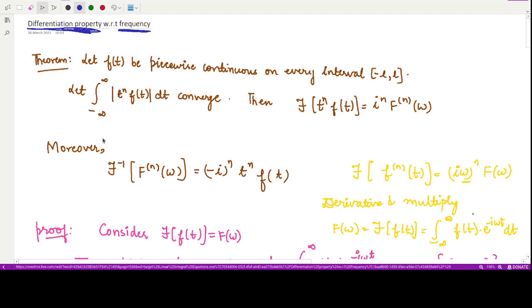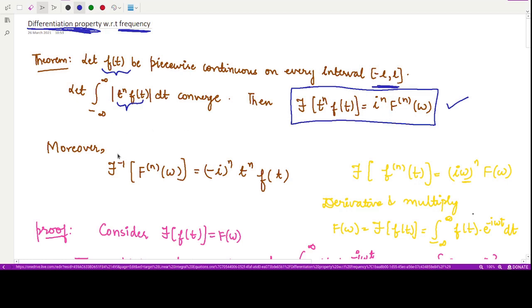The conditions required here are that the given function f of t should be piecewise continuous on every interval minus L to L, where L is some random number, and t to the power n into f of t should be absolutely convergent. Then this is our property: the Fourier transform of t to the power n f of t is equal to iota raised to power n times the nth derivative of capital F of omega.